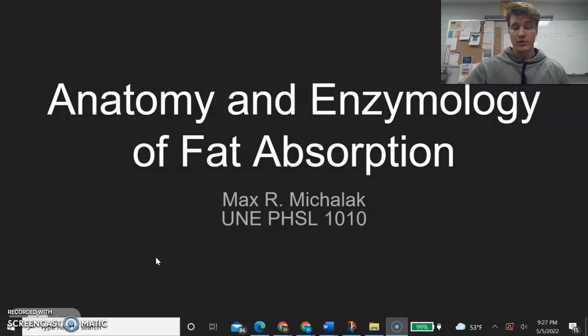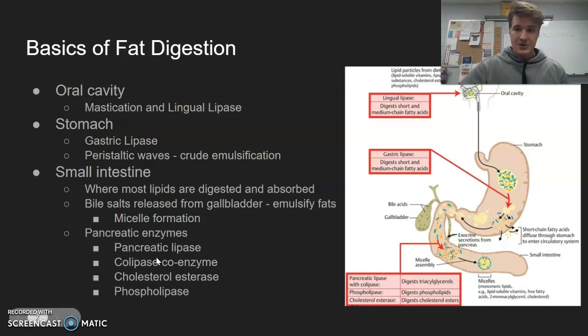And I decided to do my portfolio project on the anatomy and enzymology of fat absorption. So, first of all, to give a basic overview of fat or lipid digestion, I just wanted to run through that real quick.